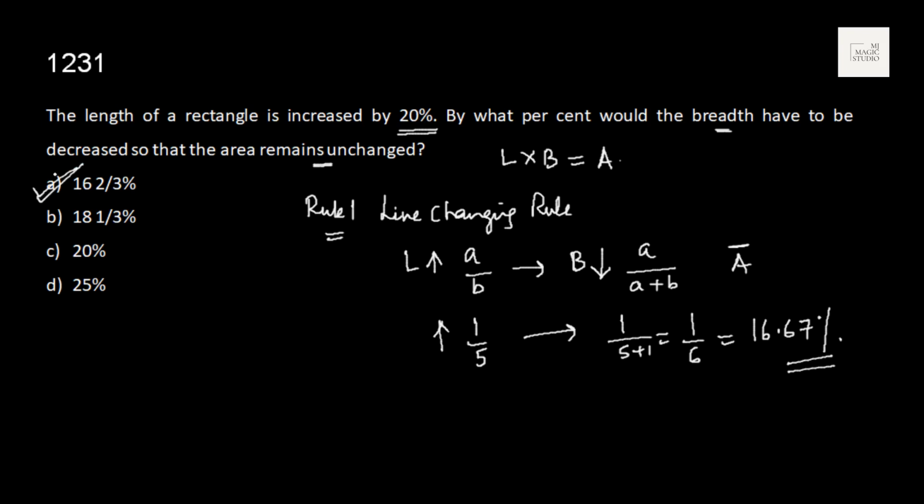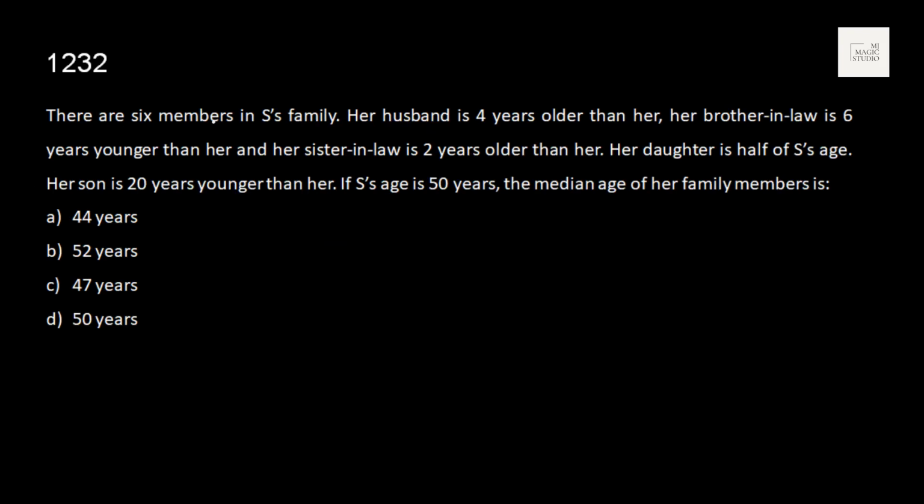16.67% is option A. There are 6 members in S's family. Her husband is 4 years older than her. Her brother-in-law is 6 years younger. And her sister-in-law is 2 years older. Her daughter is half of S's age. Her son is 20 years younger than her. 1, 2, 3, 4, 5 and 6 members. S's age is 50 years.